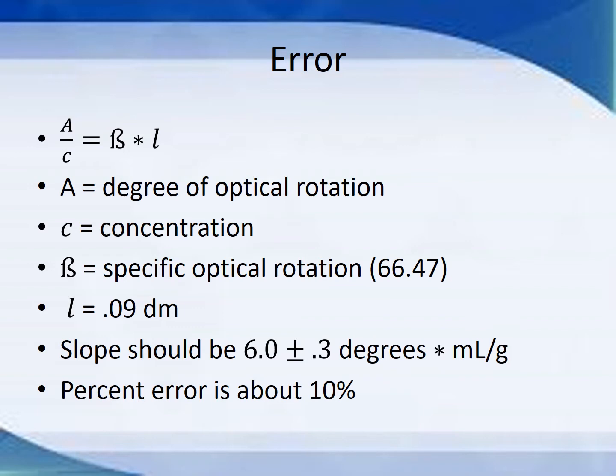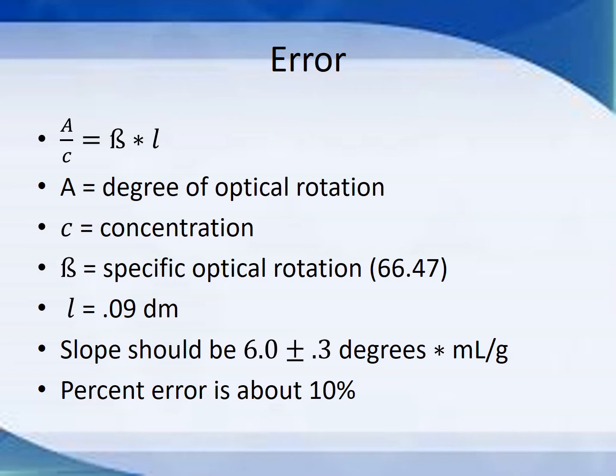And so up top is the polarimetry equation, where A represents the degree of optical rotation, C represents the concentration, and A divided by C is basically the slope of our regression line, and beta is the specific optical rotation, and for sucrose that's 66.47, and L represents the distance that the light travels through the optically active solution. And so since the inside of the cuvette was 0.09 decimeters, that's what L is.